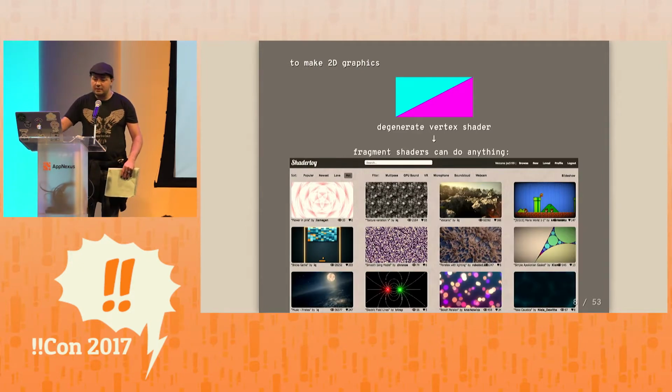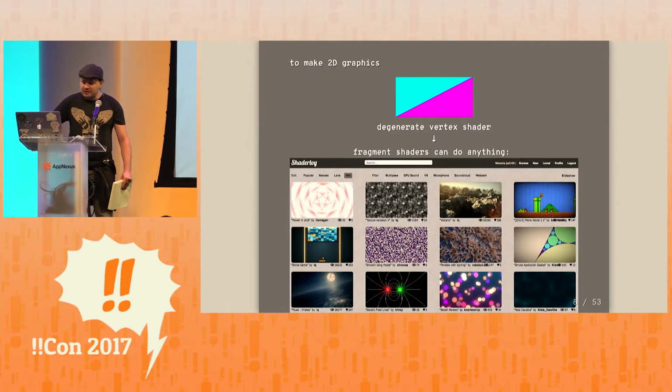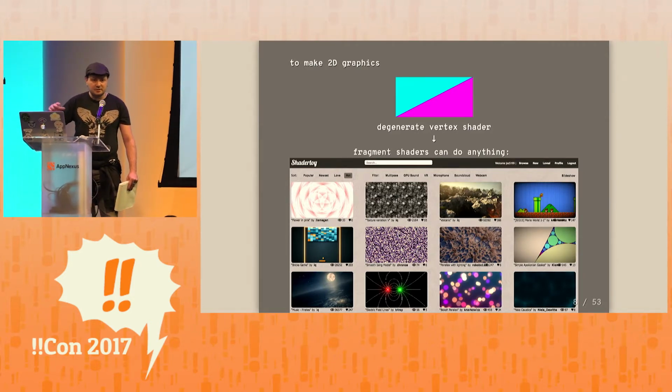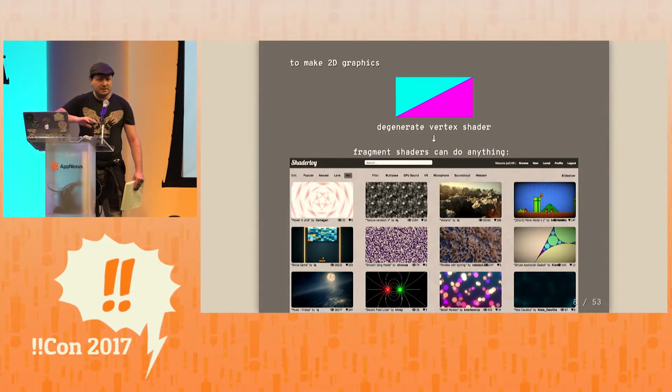This is from Shadertoy. It's a community of people who share 2D fragment shader art. And a lot of them use that to implement 3D graphics, so they're doing 3D graphics on top of 2D graphics on top of 3D graphics for some reason.